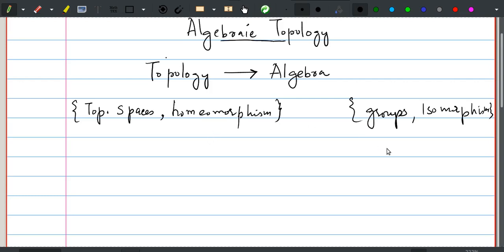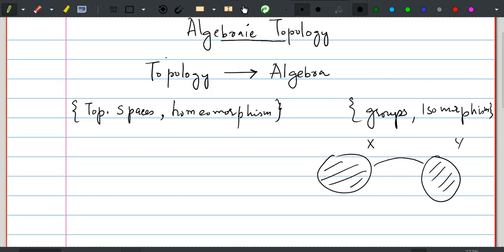A homeomorphism is actually a continuous map between two topological spaces. Suppose we have a topological space X and a topological space Y, then a map f is said to be a homeomorphism if f is continuous together with its inverse, and f has to be bijective. Then we say that this f is a homeomorphism. Here we don't consider spaces up to homeomorphism, but the space is up to homotopy.